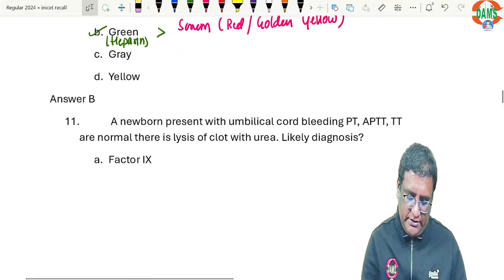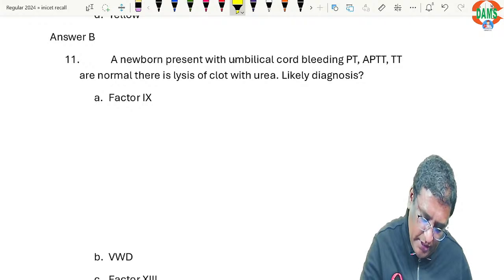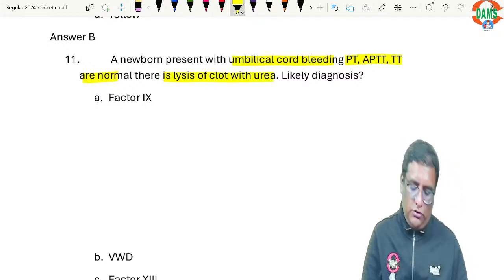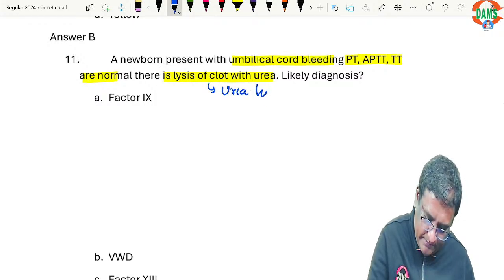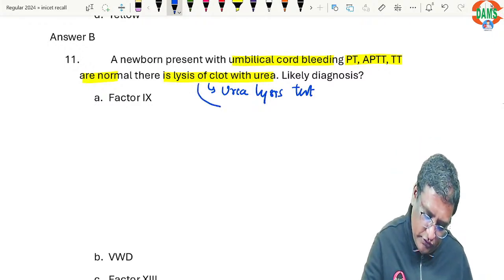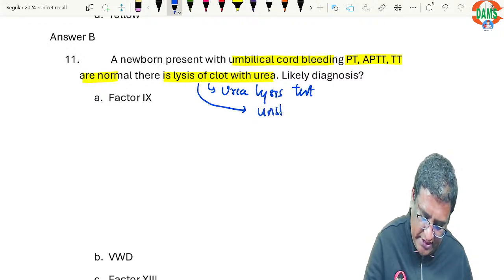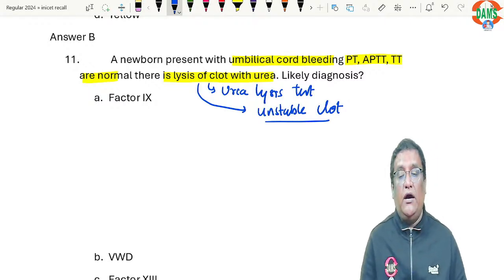Okay, next question number 11. A patient presented with umbilical cord bleeding, PT, APTT, TT are normal, and there is lysis of clot with urea. So lysis of clot with urea, the examiner is telling this is a urea lysis test. Lysis of the clot with urea suggests it is an unstable clot. Whatever clot has been formed is getting lysed with 5 molar urea. That is an unstable clot.